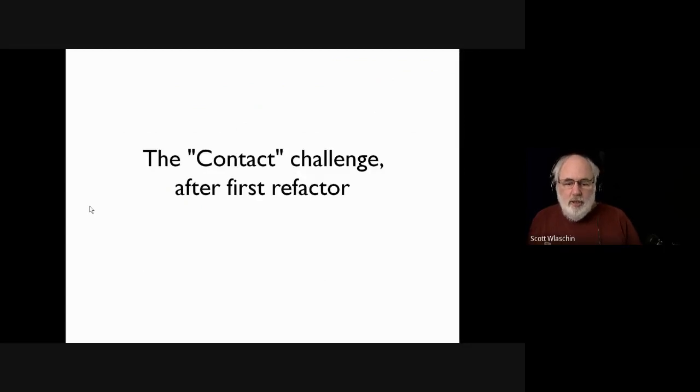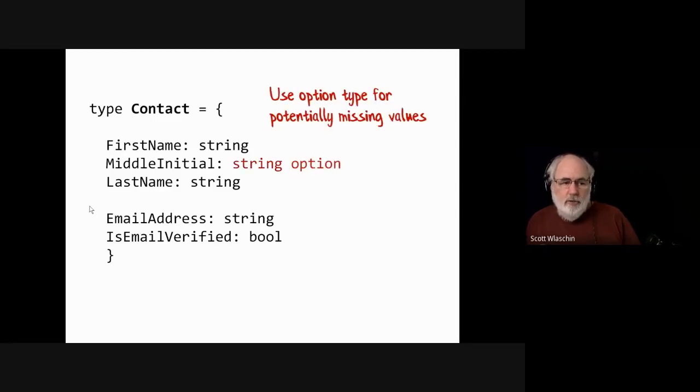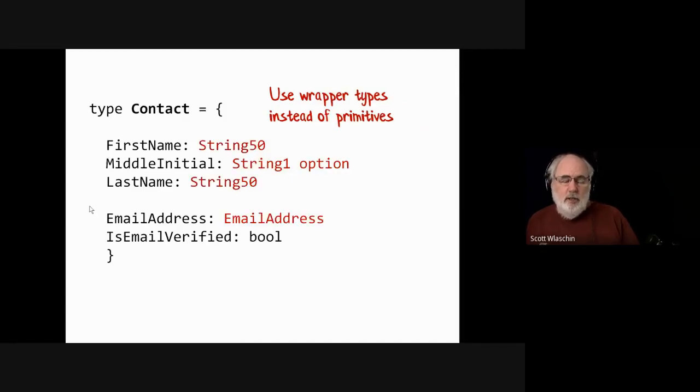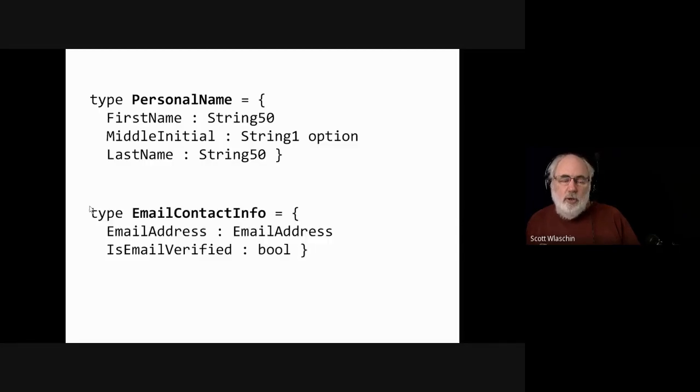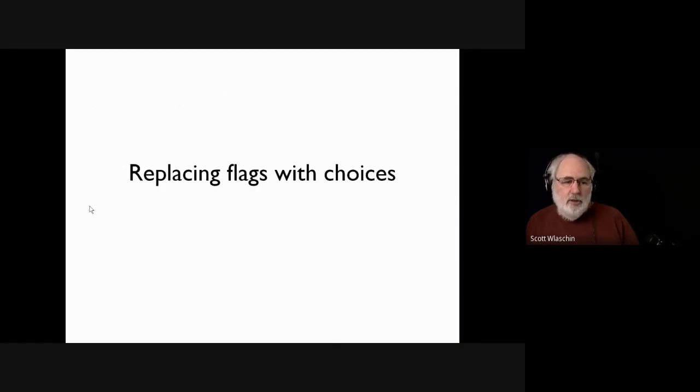So let's look at the challenge after the first refactor. So this is what we had before. So we're going to use optional values. That's one thing. And the next thing I'm going to do is use these constrained types rather than primitive types. Okay, that's much better than what we had before. And we've broken it down into 2 sub-pieces. We've got personal name, we've got email contact information as 2 separate things, which is much more relevant to how the domain works. So if you're doing domain-driven design, this is what we call aggregates or consistency boundaries. But I'm not going to go into too much detail with that.